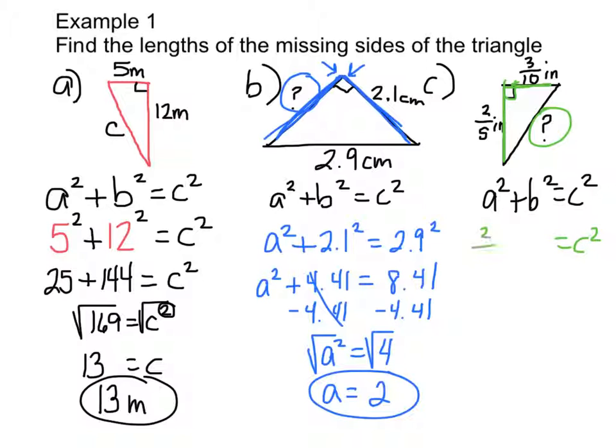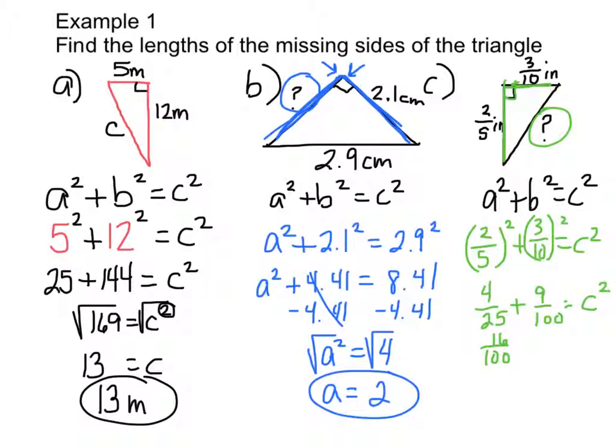So we have to plug in 2/5 squared plus 3/10 squared. So 2/5 times 2/5 gives us 4/25 plus 3/10 times 3/10 is 9/100 equals c squared. I have to find a common denominator, so that would be 100. That would make this 16/100 plus 9/100, which is 25/100.